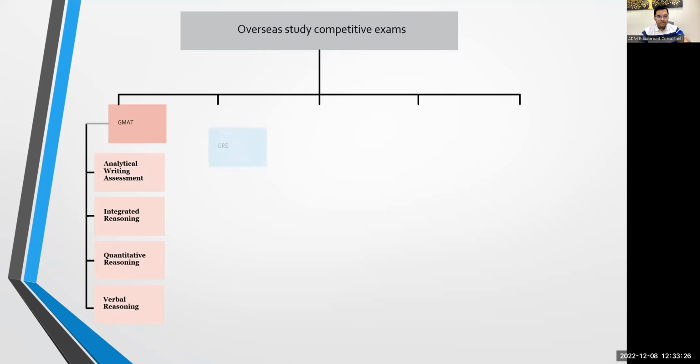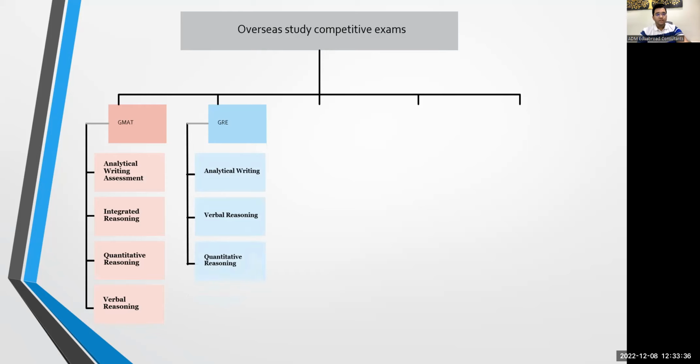The next exam that we are looking at is GRE, in which you can find three sections. First one is again analytical writing. The second one is verbal reasoning. And the third one is quantitative reasoning. GRE is a kind of exam which students opt for who are going for masters abroad. The third one, which you can see over here, is IELTS.